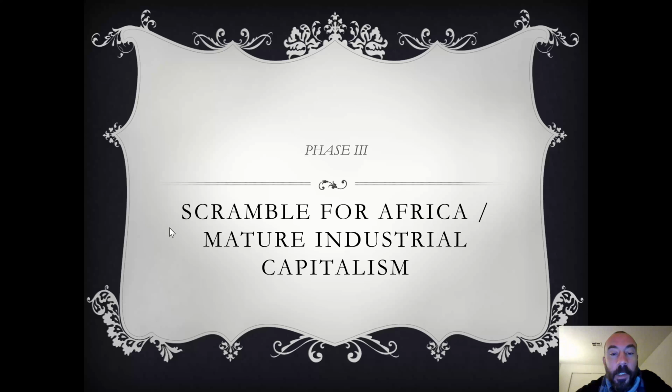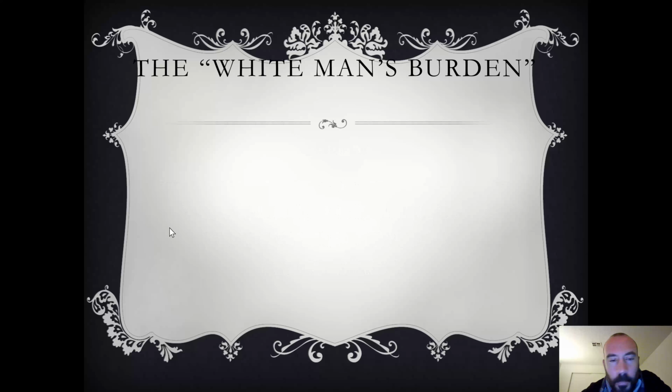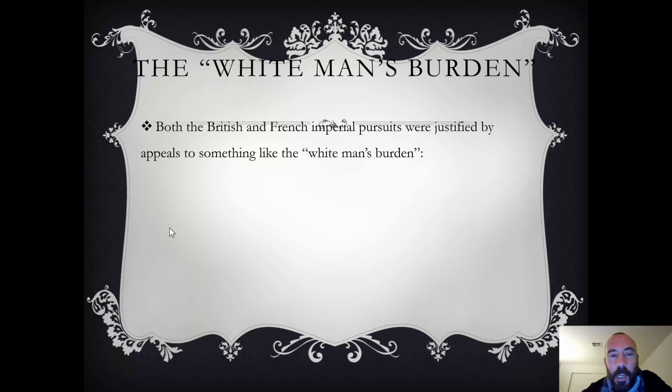Then in phase three, the last major phase of colonization, you have the scramble for Africa, along with a more mature industrial capitalism, so it had moved beyond cotton. Something that captures the psyche of European colonialism at this time is The White Man's Burden, which was originally a poem written by Rudyard Kipling. At this point, the British and the French justified colonialism to themselves by essentially saying that colonialism was necessary for the people that were colonized, that they were bringing civilization, peace, and Christianity.